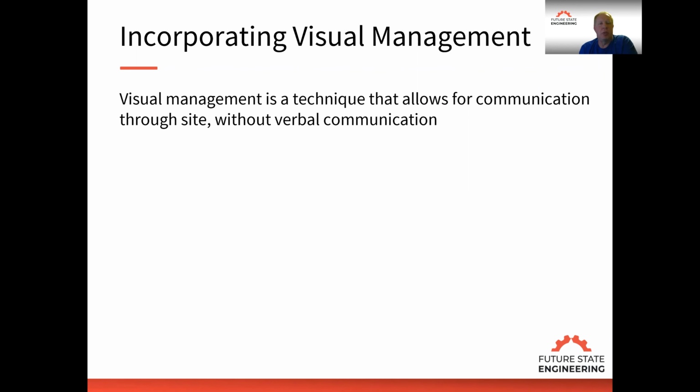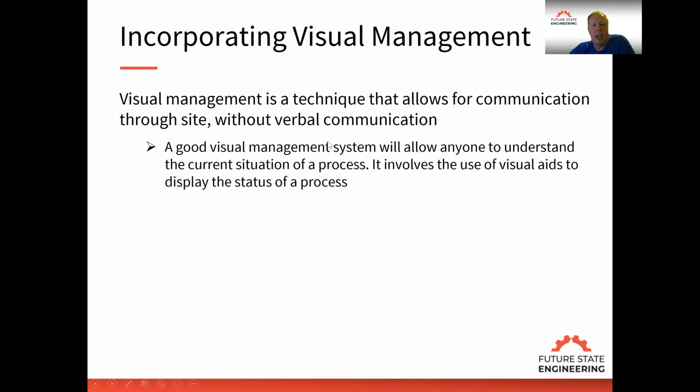In last week's session, we talked about sustainability and the importance of being able to sustain improvements through the transition of moving to a high-performing organization. An important element of that is incorporating visual management. So what is visual management? It's a technique that allows for communication through sight without verbal communication. So the key here is without verbal communication.